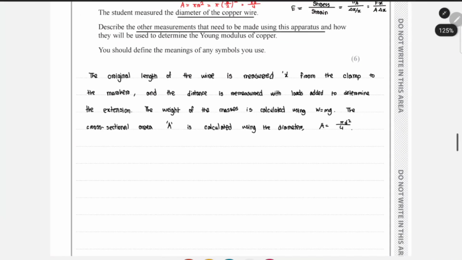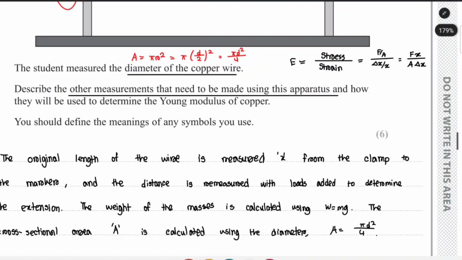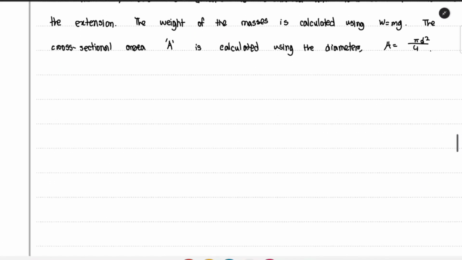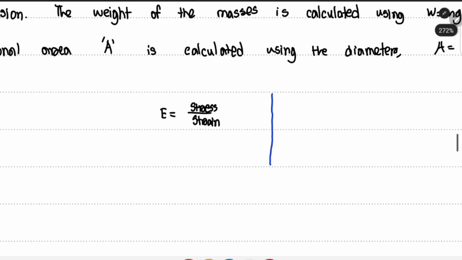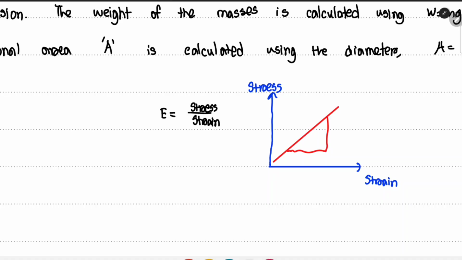Now you might be thinking that it's done over here, I just do it for one value. But for A-level physics, in most cases, you want to do a graph first. So since I know that the Young's modulus is stress over strain, it's basically the gradient of a stress strain graph. So if I have a graph of stress and a graph of strain over here, the gradient of this graph is the Young's modulus.